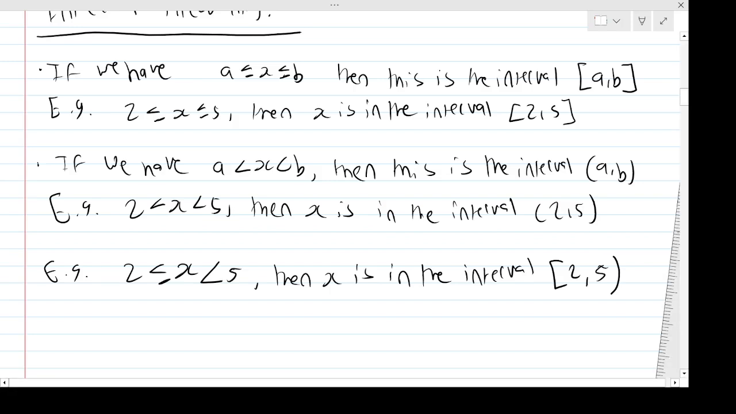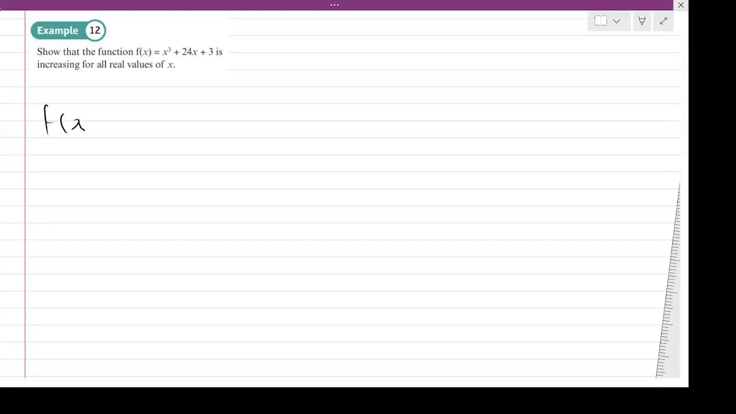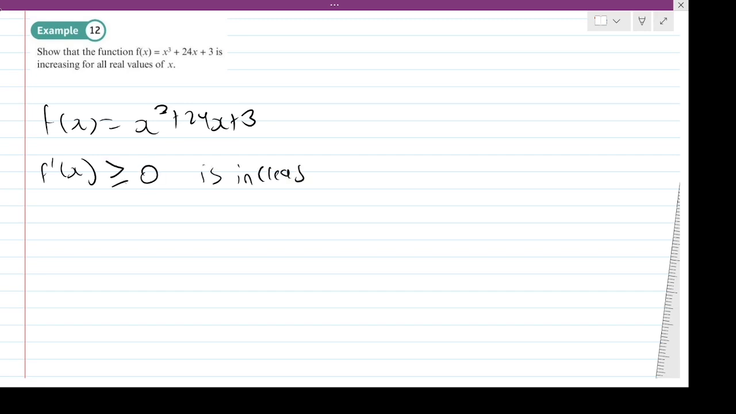Right, okay, now we've got that out the way. Let's have a look at some questions then. Okay, so we're told in this example, firstly, show that the function f of x, which is x cubed add 24x add 3, is increasing for all real values of x. So what we can do then is use the idea of the derivative. If it's increasing, then it has to be greater than or equal to 0, okay? So if the function is increasing, then its derivative has to be positive, so greater than or equal to 0.